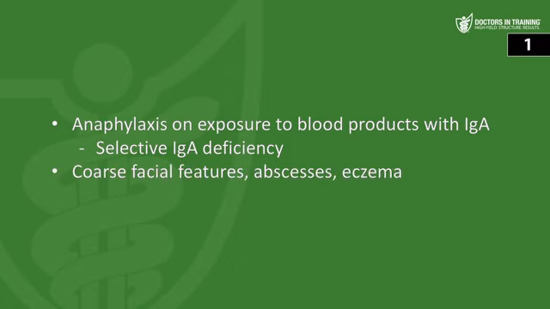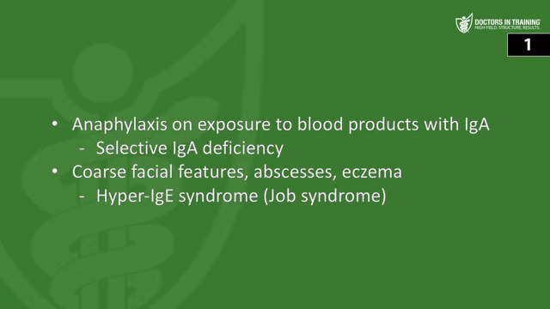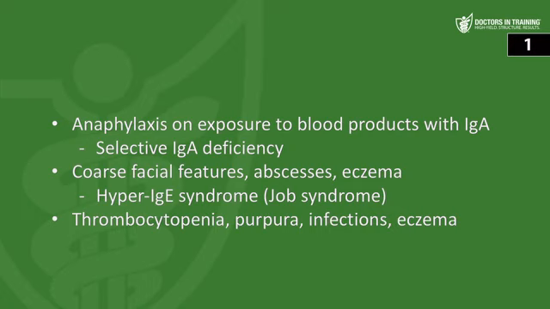Next we have coarse facial features, abscesses, eczema. So this presentation is seen with hyper IgE syndrome. This one is also referred to as Job's syndrome, and this is a T cell disorder. Thrombocytopenic purpura, infections, eczema, so this one is the Wiskott-Aldrich syndrome, which is a B and T cell disorder.